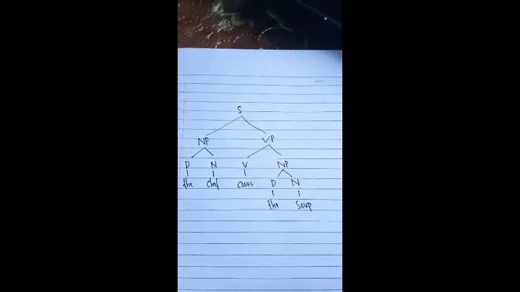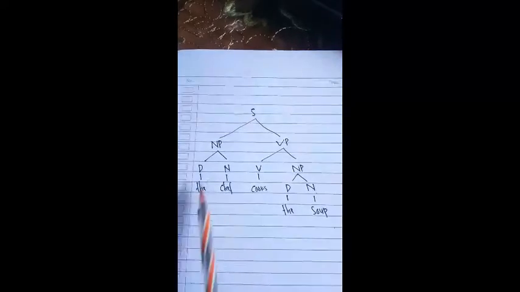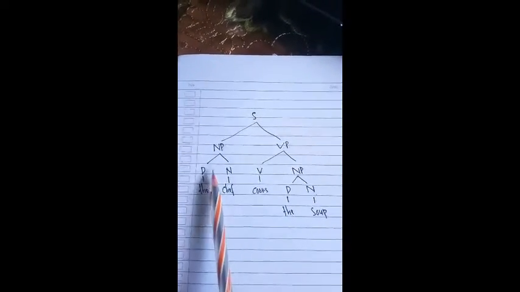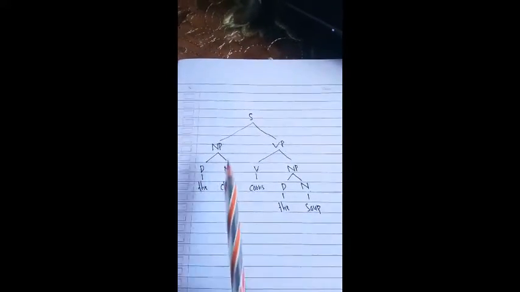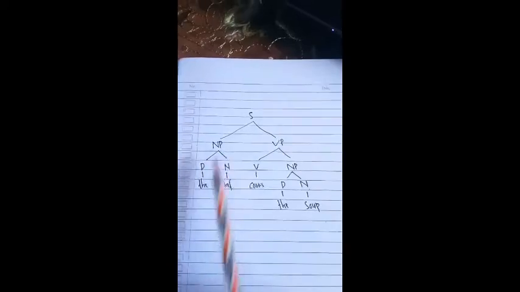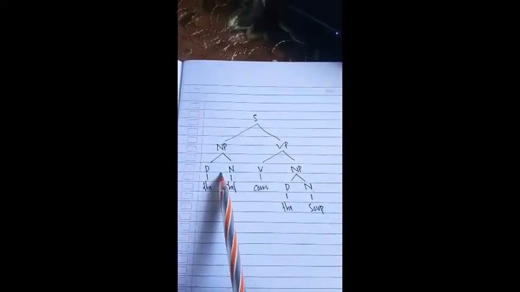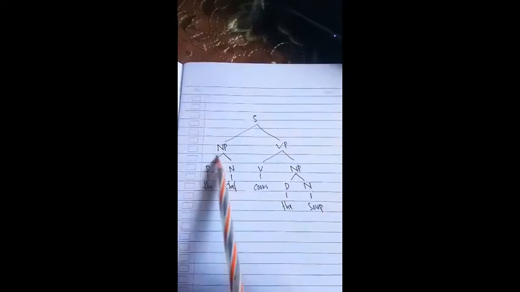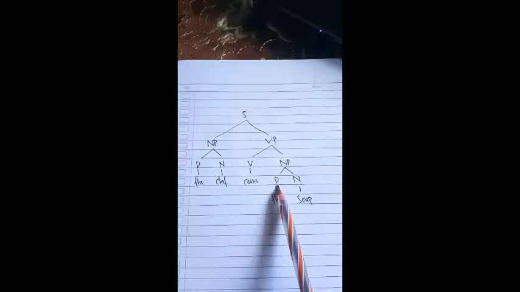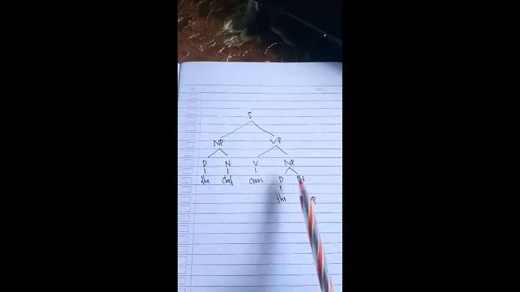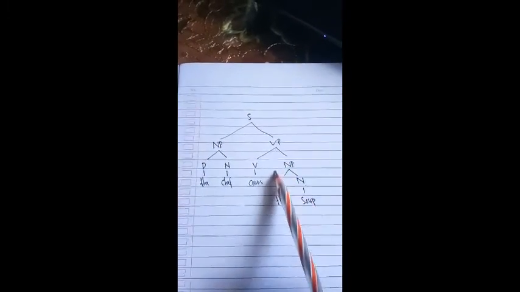Okay, so what is the phrase? In here, the determiner plus noun, the chef, is the noun phrase. And then in here, the also determiner, and then noun. This is the soup, determiner and noun. This is a noun phrase also.